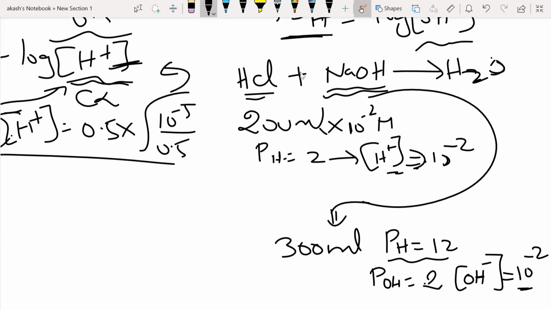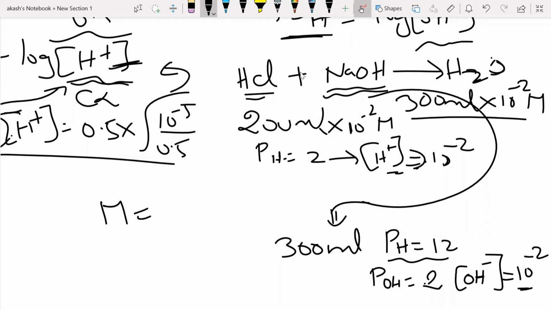I have 300 ml into 10 to the power minus 2 M solution of NaOH. Now hope you remember, guys, molarity is equal to number of moles by volume, right? Molarity we know, volume we know, we can find the number of moles. That means you have to multiply. That's why I put the multiplication sign in between these two. 200 ml into 10 to the power minus 2 M, 300 ml into 10 to the power minus 2 M.